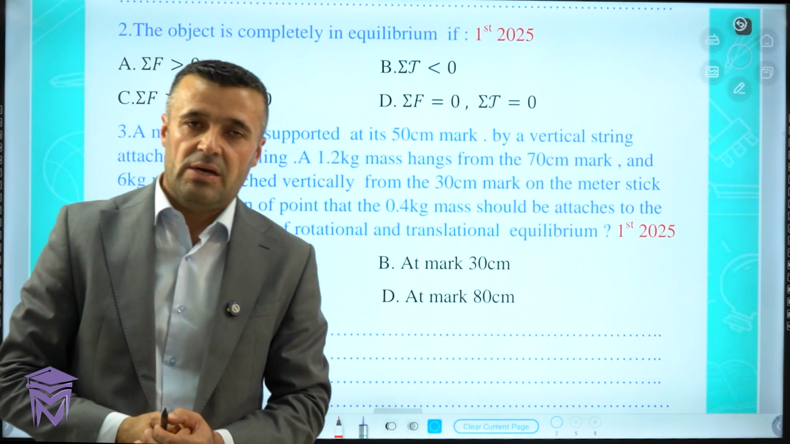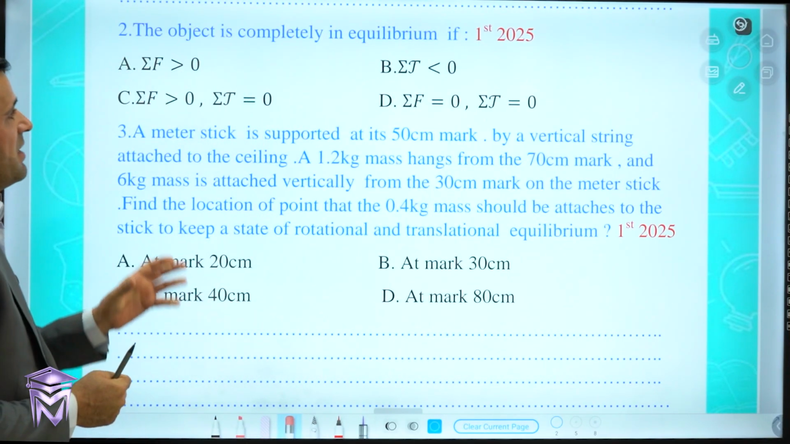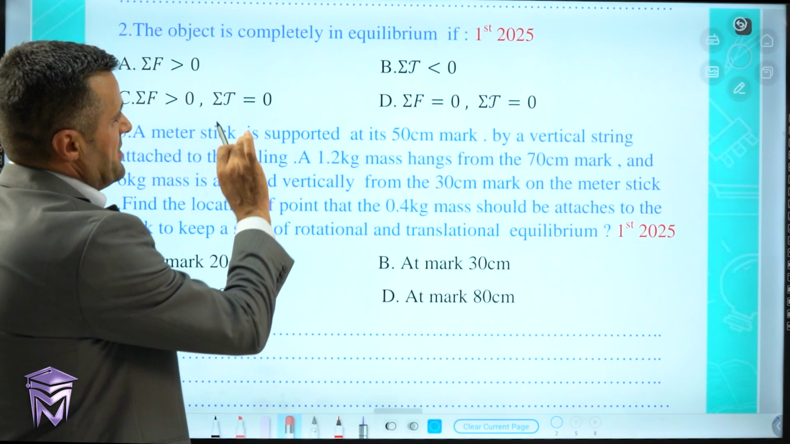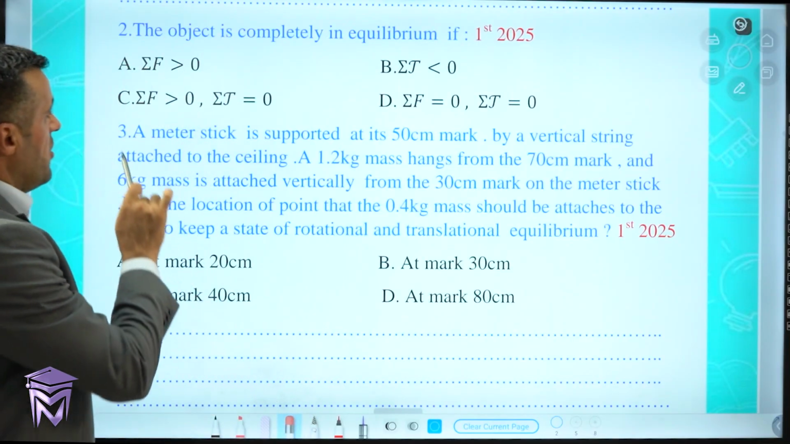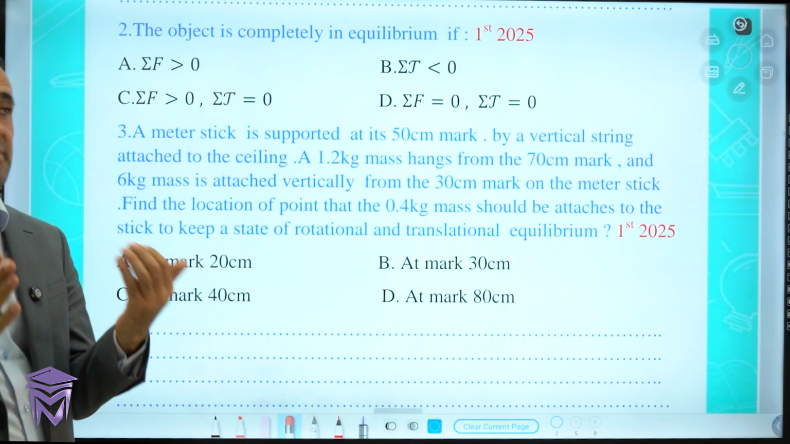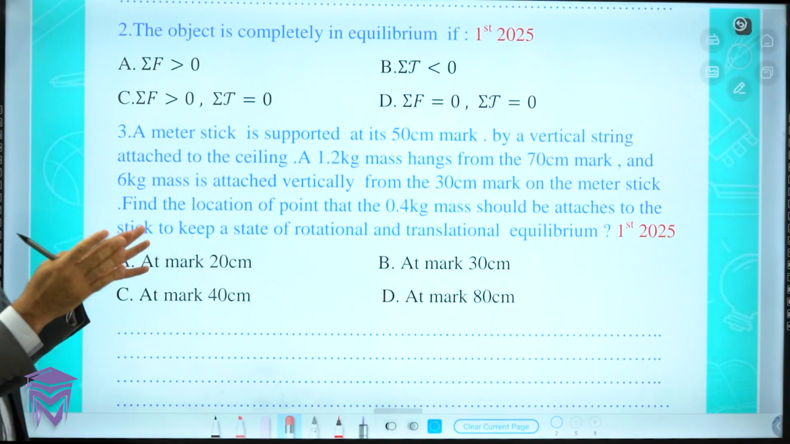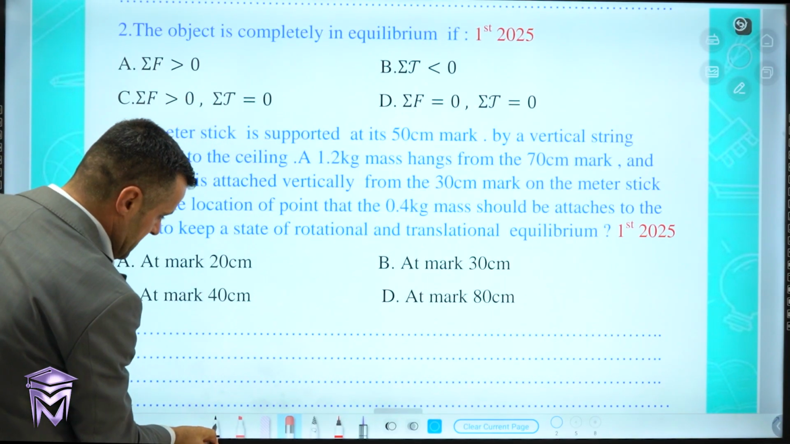Hello dear students, now I will solve question 2. It's about our chapter 2. The object is completely in equilibrium if one of the following is correct. Complete equilibrium.